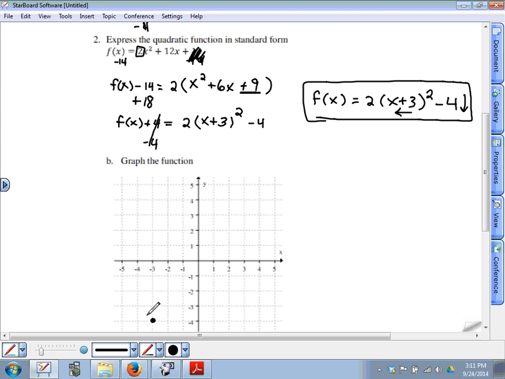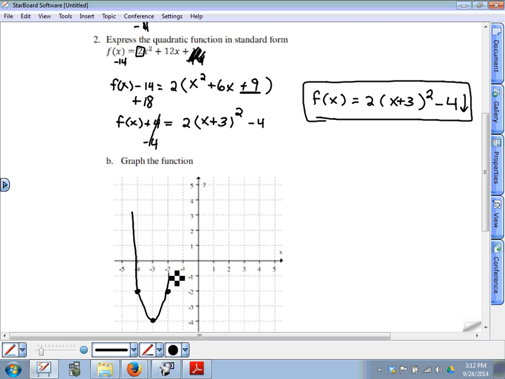We need to find out another point on the parabola to make the shape a little more exact. So I'm going to plug in a negative 2 for x to see what the y value is for negative 2. So if I plug a negative 2 in, that x right there, negative 2 plus 3 is 1. 1 squared is 1. 1 times 2 is 2. 2 minus 4 is negative 2. So negative 2 comma negative 2 is another point on the graph. And then using symmetry, the line of symmetry goes right through the vertex. Using symmetry, that point gets reflected.